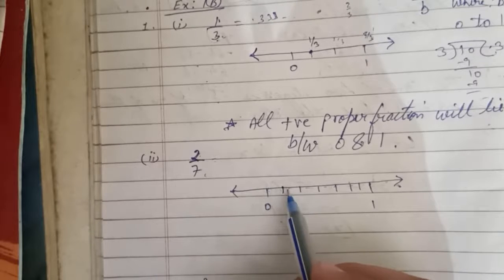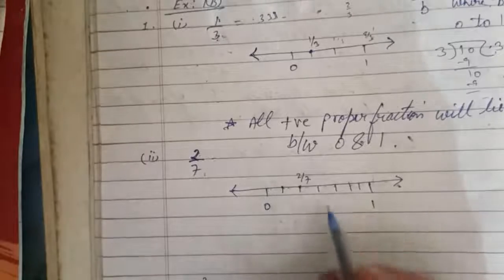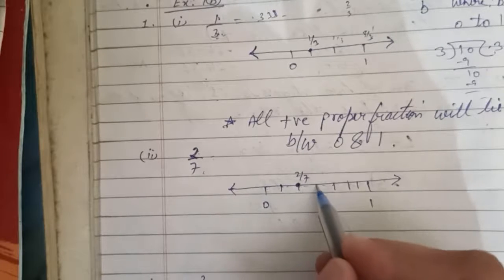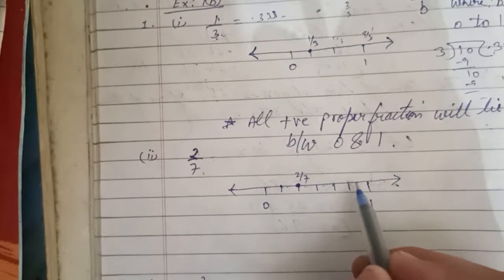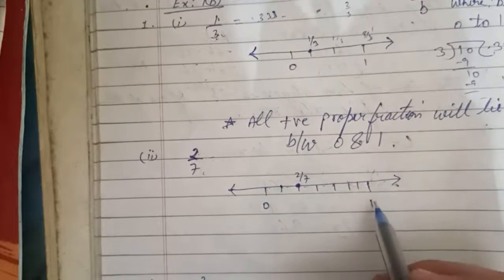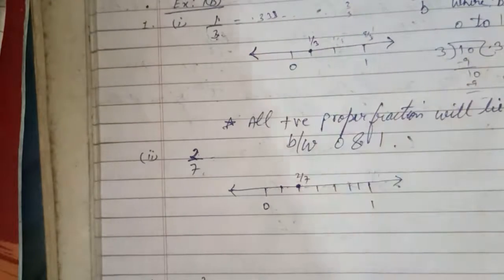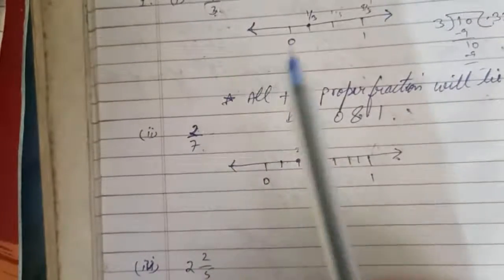This one is the 0 part. This one is 1, this is 2. This is 2 upon 7. If someone asks you for 3 upon 7, this would be 3 upon 7. This would be 4 upon 7, this 5 upon 7, this 6 upon 7. And ultimately 7 upon 7 means you would have reached 1. I hope you all are getting that. Okay, that was the case for proper fractions.